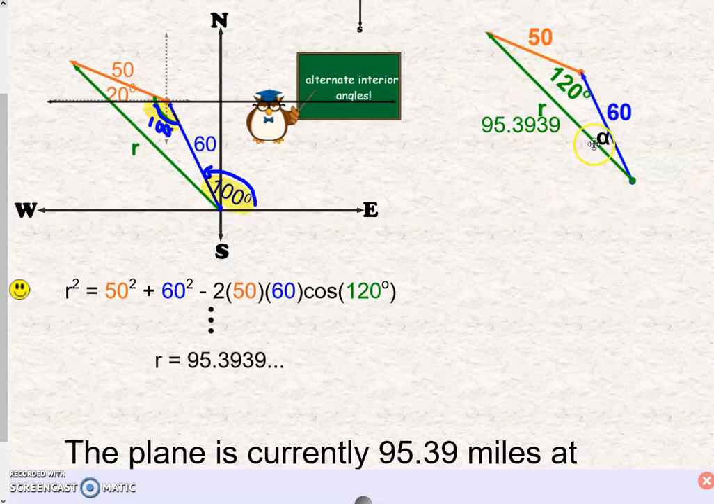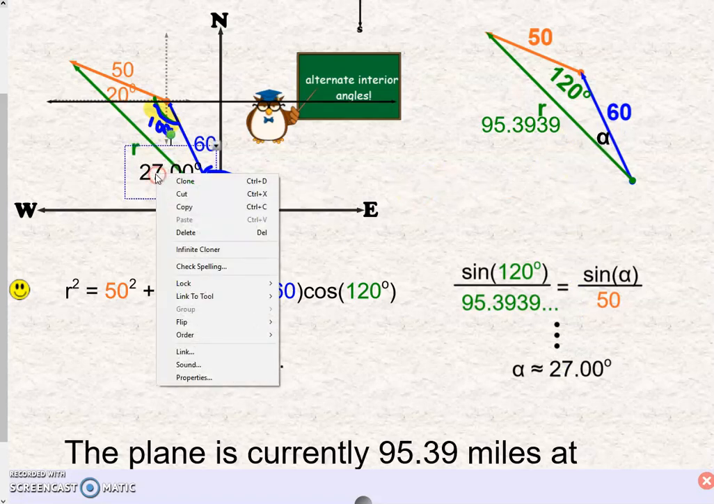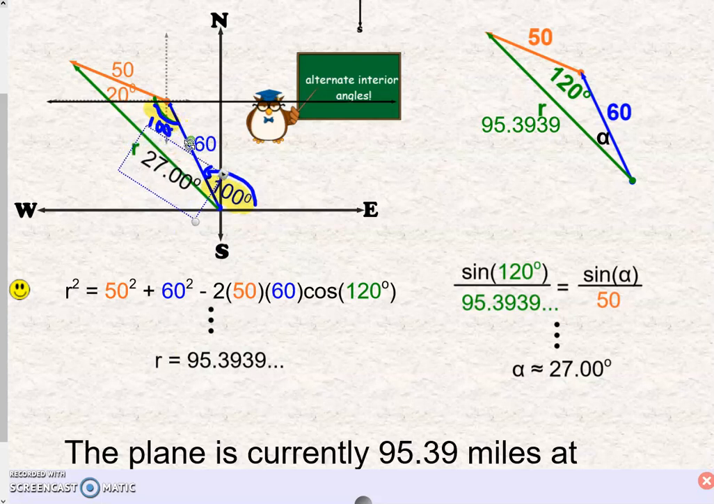In that triangle, knowing that this is alpha, and knowing these three sides and that angle, I can switch to the law of sines and I can find alpha. Good time to pause. Use your trig skills. Find alpha. Hopefully you found alpha to be about 27 degrees. So if alpha is 27 degrees right here, I can come over here and put that angle alpha right in there.